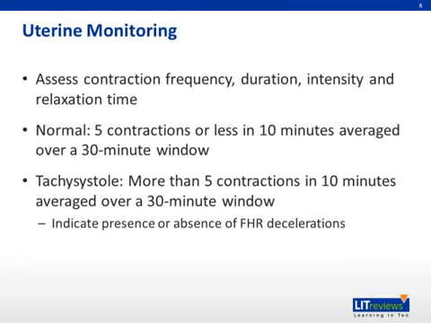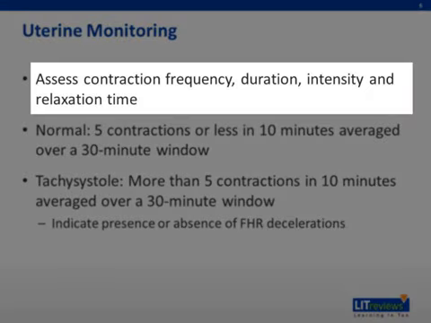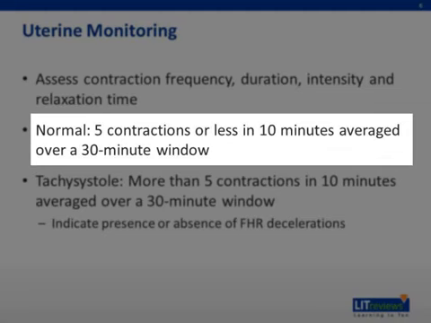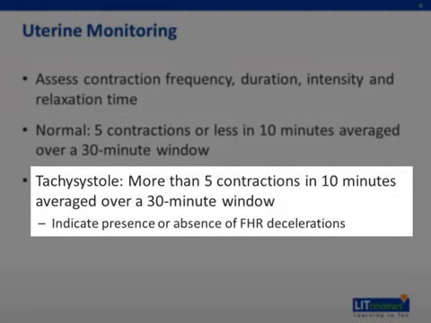An important aspect of EFM includes uterine monitoring. We must assess the contraction frequency, duration, intensity, and relaxation time. Normal uterine contractions are 5 or less in 10 minutes averaged over a 30-minute window. Tachysystole refers to more than 5 contractions in a 10-minute window averaged over 30 minutes. Tachysystole refers to both stimulated and spontaneous labor. The terms hyperstimulation and hypercontractility should not be used. When there is tachysystole, you must indicate the presence or absence of fetal heart rate decelerations.